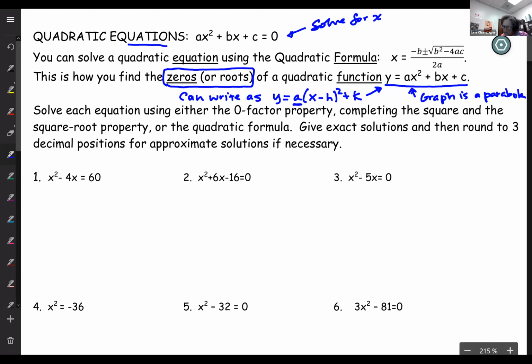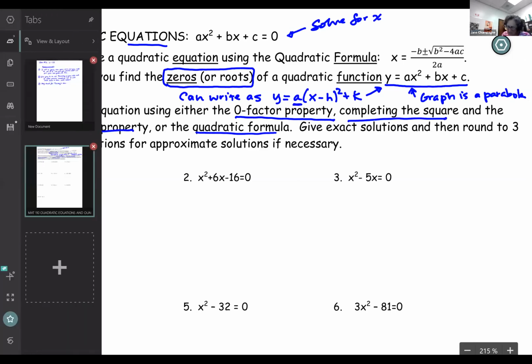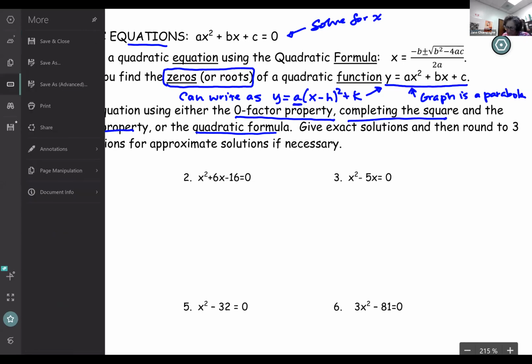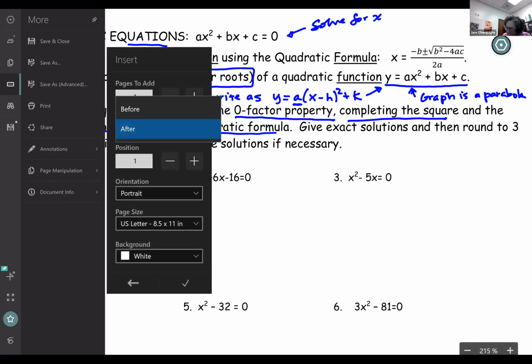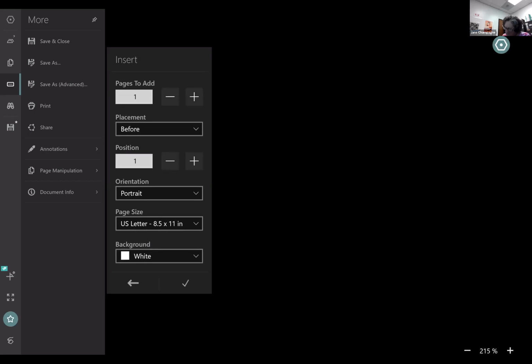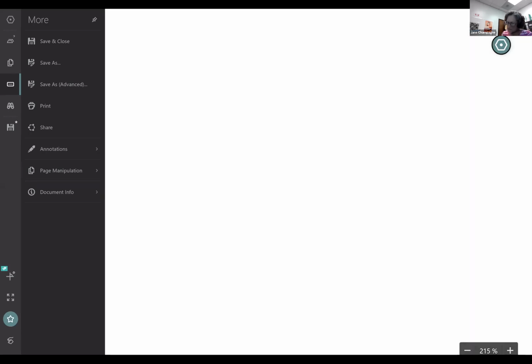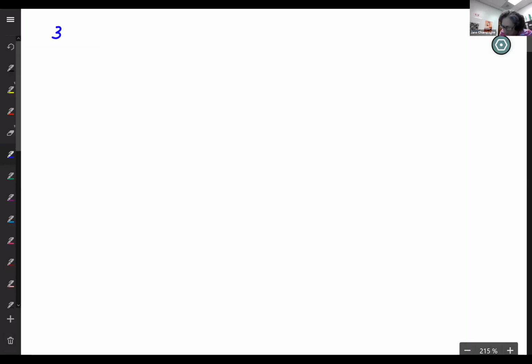So it says solve each equation using either the 0 factor property, completing the square, and then the square root property, or the quadratic formula. So let me do what I do sometimes, which is to add an extra page to show you what those 3 methods are. All right, so 3 methods for solving quadratic equations.